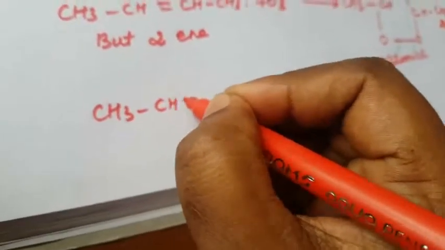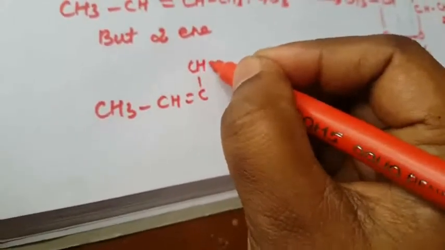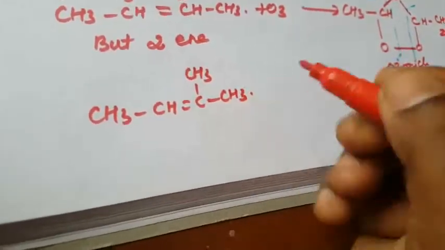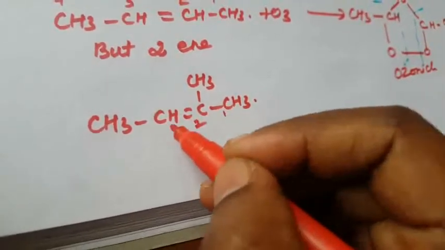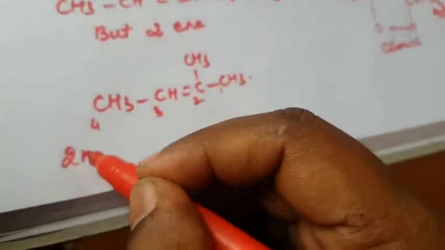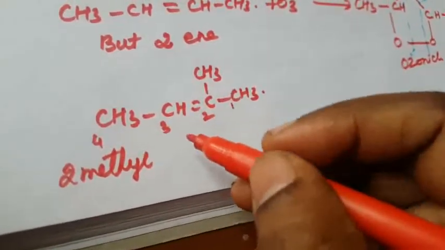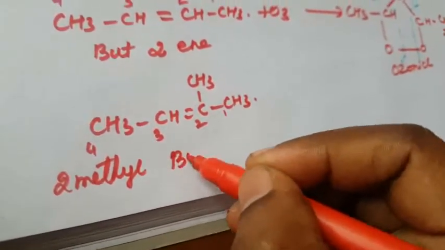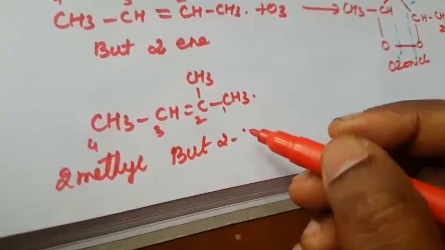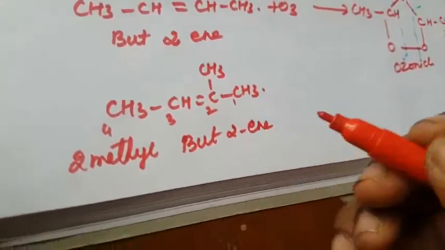The same compound, again one more example. CH3, CH, double bond C, CH3, CH3. What is the compound name? Again 1, 2, 3, 4. 2 methyl. Okay, the second position contains a methyl group, 2-methyl but-2-ene. Okay, so this is the IUPAC name.